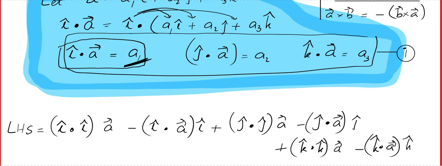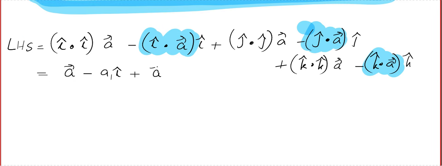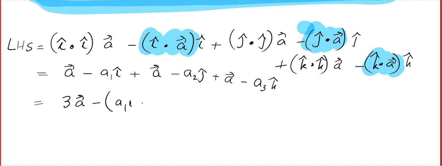So by equation number 1, look, I'll be able to fill I dot A, J dot A, K dot A. So this becomes, tell me what is I dot I? It is 1 minus A1 into I plus, tell me what is J dot J? 1. What about J dot A? We already did it. We get the J component plus K dot K minus what is K dot A? The K component. So this becomes A plus A plus A is 3A minus A1I plus A2J plus A3 into K.